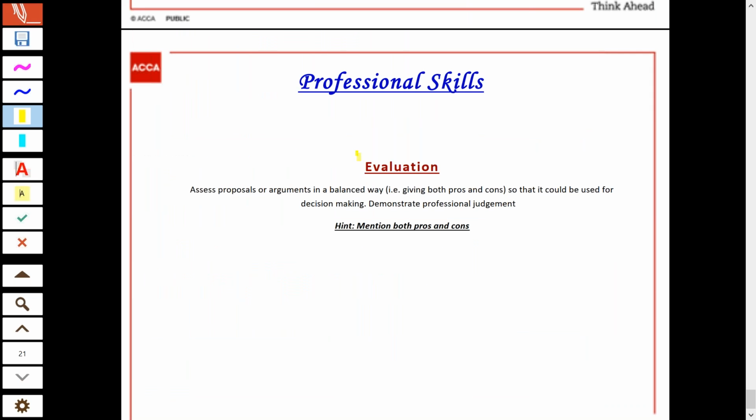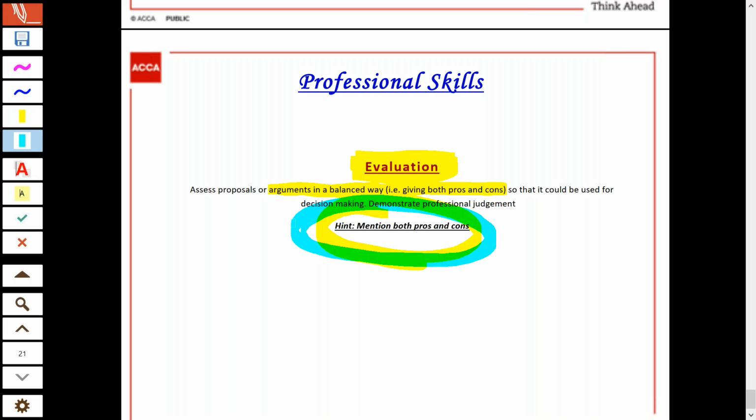And in these questions, we have been asked to demonstrate evaluation skills. So what is evaluation skill? Evaluation skill simply means to give arguments in a balanced way. What is the meaning of balanced way? That is giving both pros and cons, so that it could be used for decision making. When you are analyzing or evaluating a proposal for the board of directors, you need to talk about both pros and cons. So how will you score good marks in evaluation skill? It's very simple. You just make sure that you have mentioned both pros and cons.